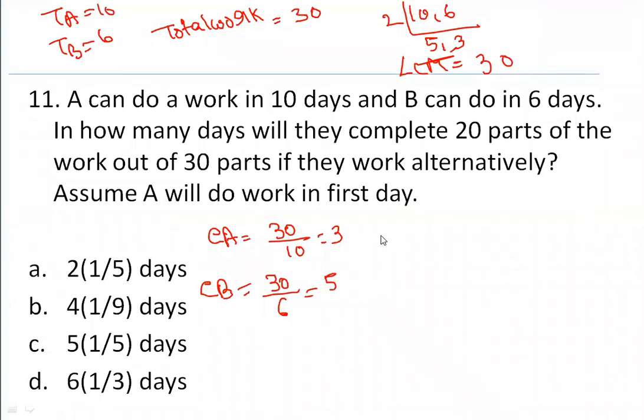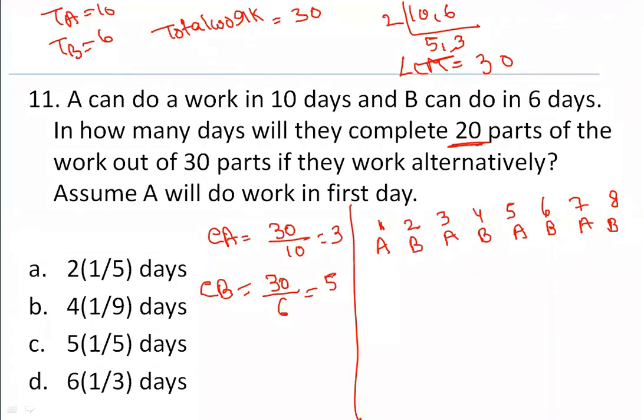If A starts first, A will work on the first day and then on the second day B will work, because it's alternative, right? On the third day A will come again, because no other person is there to fulfill the condition of alternative. Only A and B will keep running. Let's see in how many days they can complete 20 parts out of the total 30 parts. On the first day, A's efficiency is 3, so he does 3 units of work. On the second day, B's efficiency is 5, so he does 5 units.